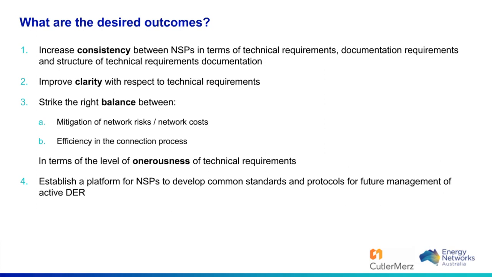The other thing is, I suppose, it depends on where this actually came from. There was some previous work done by the CEC, the future proofing of the distribution industry, which looked at connection guidelines across the board and did a good comparison, and it identified a lot of issues, as well as the roadmap process. Both those projects identified that there was an issue of consistency between networks in terms of the technical requirements, the documentation requirements, and the structure of those documents.